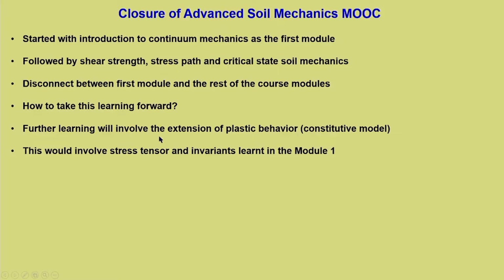Now if you really want to advance the learning in plastic behavior, you will see that most of the discussions would involve stress tensor and invariants, which you have learned in module 1. So now you can see it is more like a circle. We started at a point from module 1 and then we have not completed yet. So if I would have had module 5, maybe that is going to further turn back and reach module 1. So without module 1 we cannot advance further for this particular course.